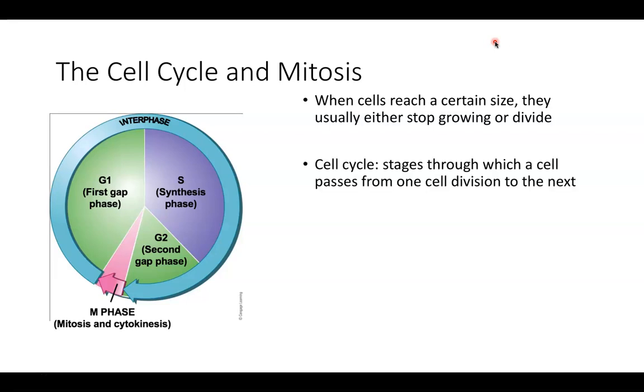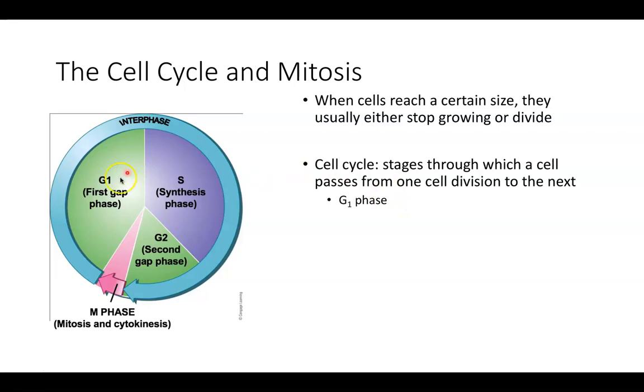So the cell cycle is the set of stages that a cell has to go through to be able to go from not dividing to dividing. So going from growing to dividing, and then continuing to grow and divide. So these are the specific stages that the cell has to go through.